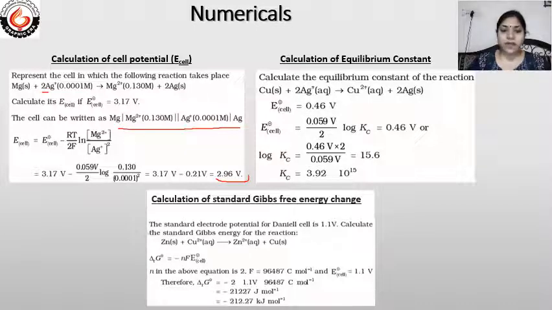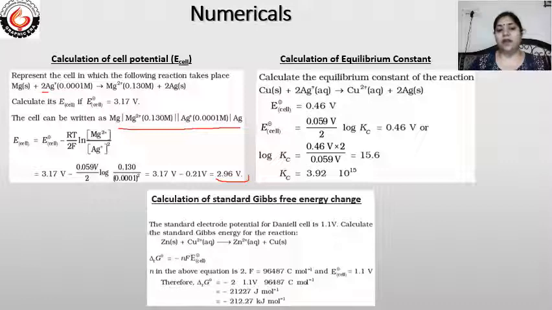In the third example, calculation of standard Gibbs free energy change. This is an example of calculation where the Gibbs energy change is asked. The standard electrode potential for the Daniell cell is 1.1. Here the standard electrode potential is given, and we have to calculate the standard Gibbs energy. For the standard Gibbs energy the formula is delta G naught is equal to minus nFE naught. So here the E naught is given and we have to calculate the delta G.